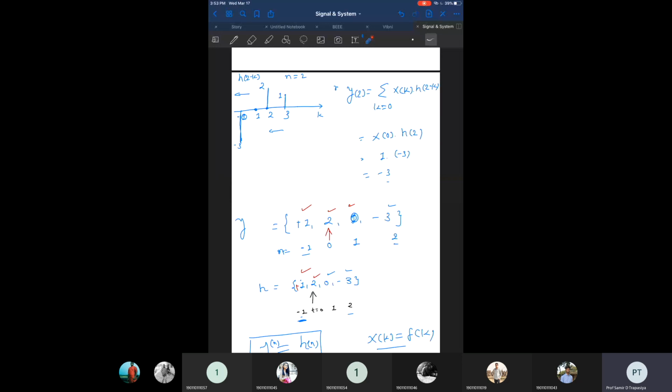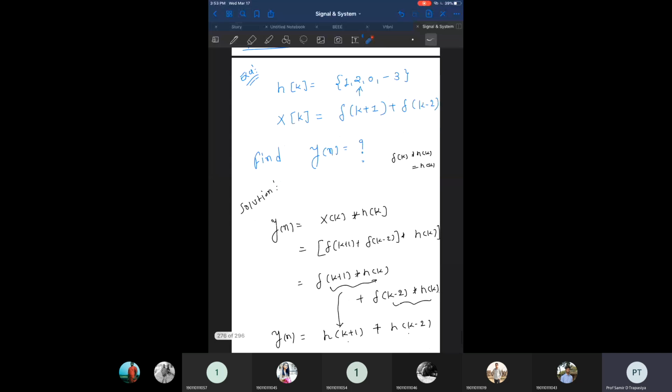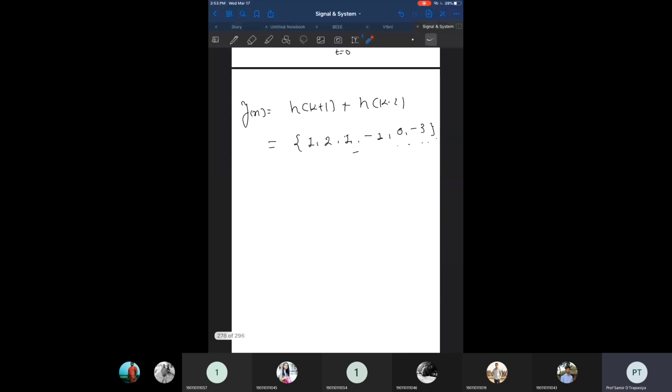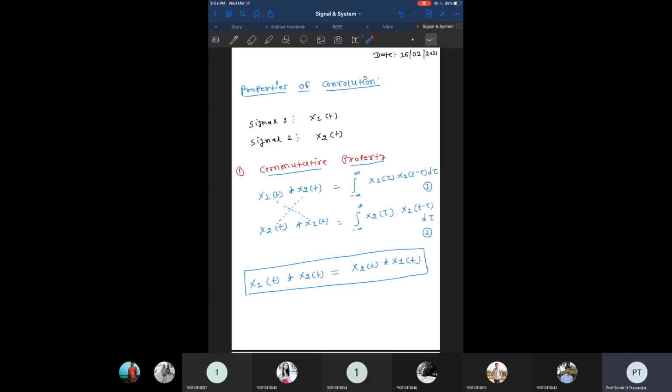You can go through some more examples. We have already gone through some more examples, and this property has already been verified in a lecture. This is a very useful property. Property number one: if any signal is convolved with the unit impulse signal, that is equivalent to the same signal. Any signal convolved with a unit impulse signal gives us the same signal.